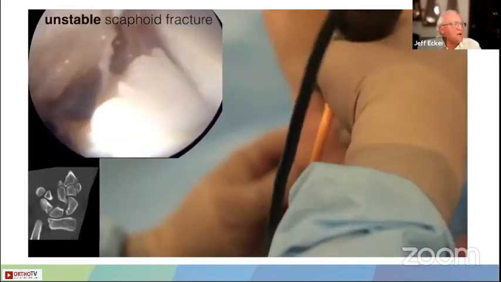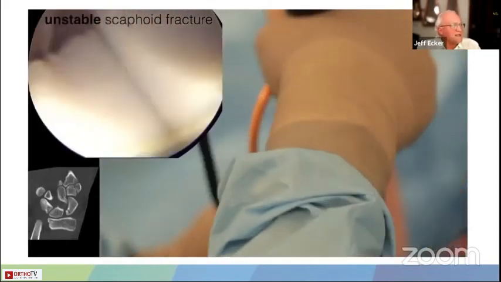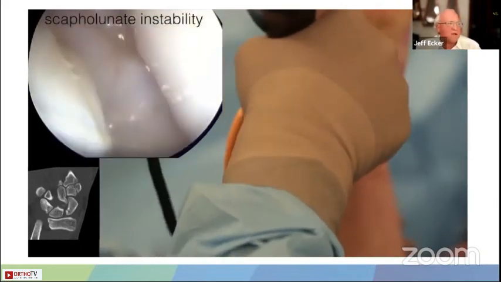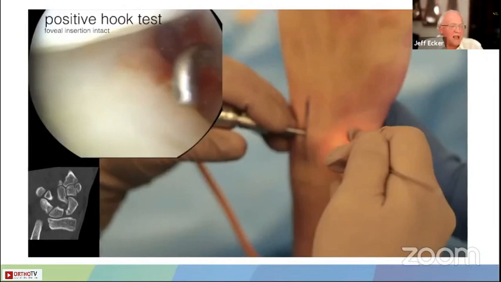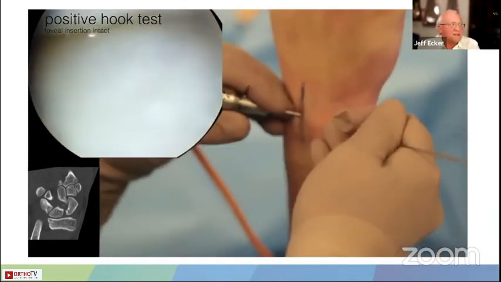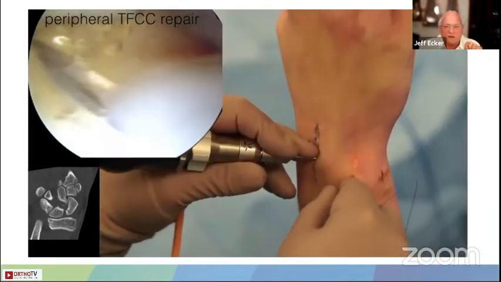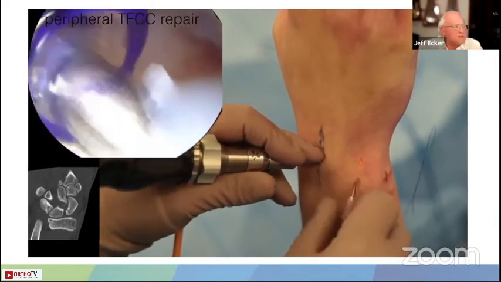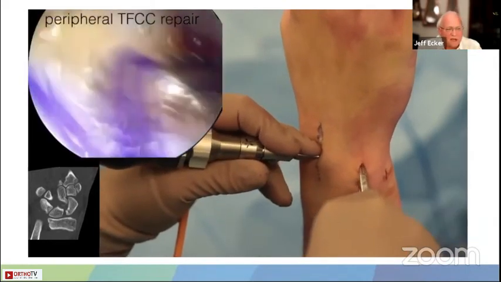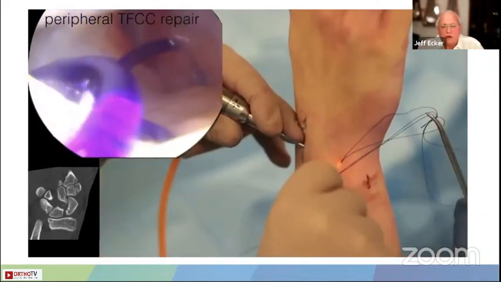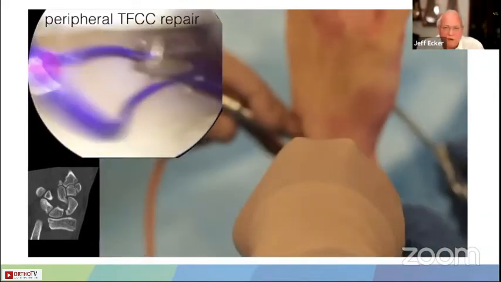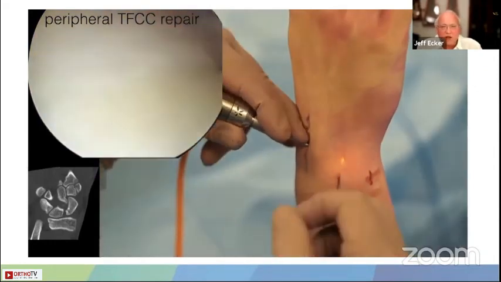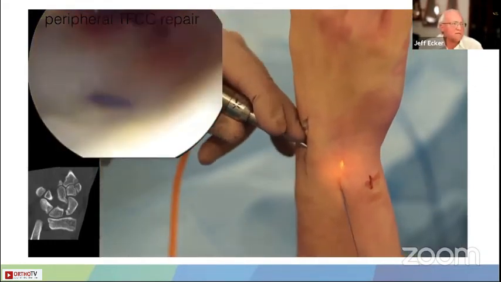And here you can see what appears to be a very unstable scaphoid. And furthermore, scapholunate instability. And to add to it, a positive hook test with an intact foveal insertion and distal radial ulnar joint instability. The foveal insertion was intact. I can't show you that. We haven't got time. So because we know the anatomy, we can do a dorsal distal peripheral repair of the triangular fibrocartilage and know we're going to get a good result.